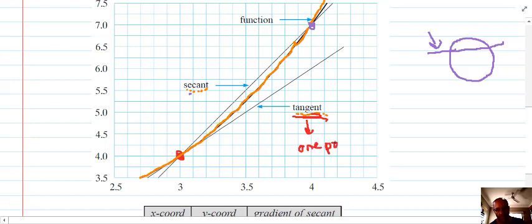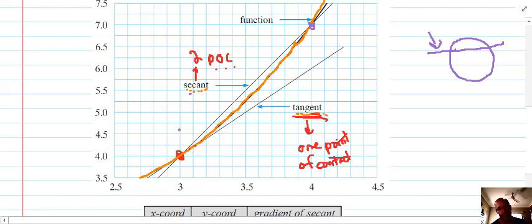1 point of contact. This has 2 points of contact. So if we want to know the rate of change of this orange line, the answer is it's got lots and lots of rates of change, an infinite number you could ask, because it's a curve. So it's not a straight line, this one. So wherever you look at it, its gradient will be slightly different.